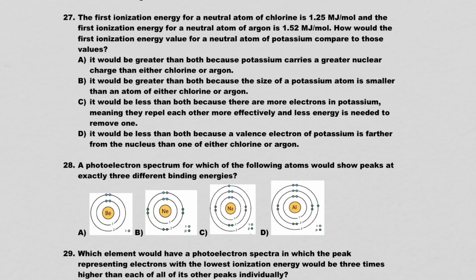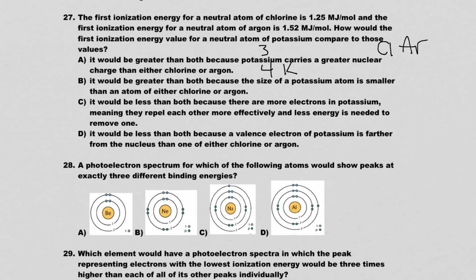All right, 27. The first ionization energy for a neutral atom of chlorine is 1.25 megajoules per mole, and the first ionization energy for a neutral atom of argon is 1.52 megajoules per mole. Okay, so right now we've got chlorine and argon. They're right next to each other in the periodic table. How would the first ionization value for a neutral atom of potassium compare to those values? So chlorine and argon are at the end of the third period. Potassium is at the beginning of the fourth period.